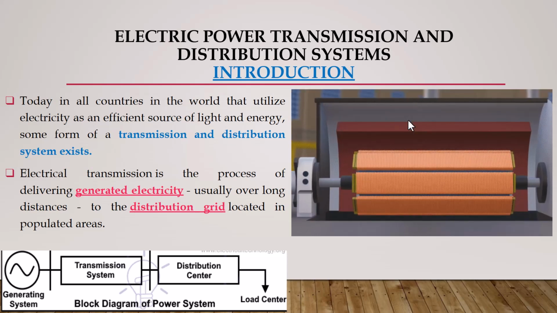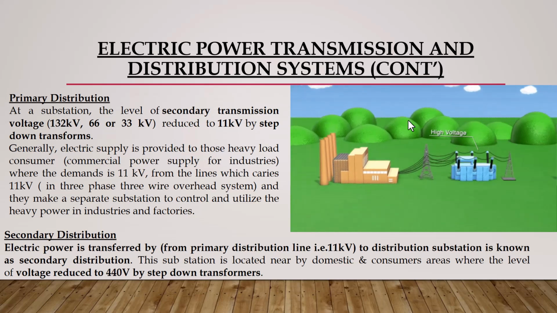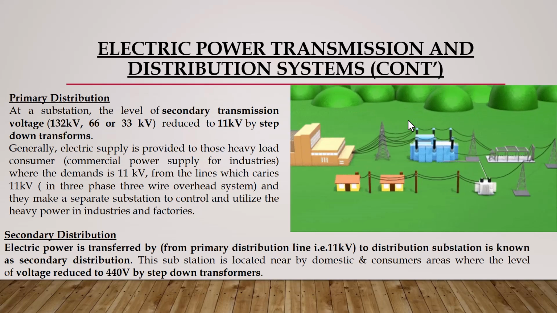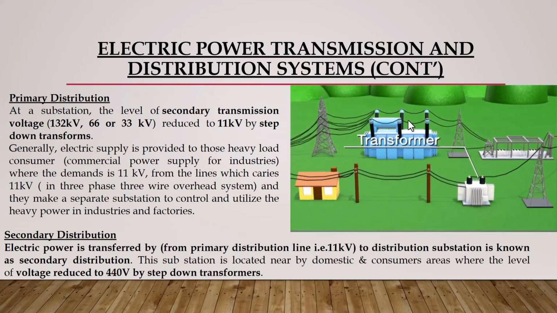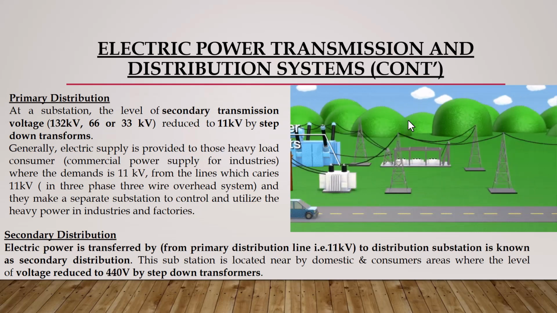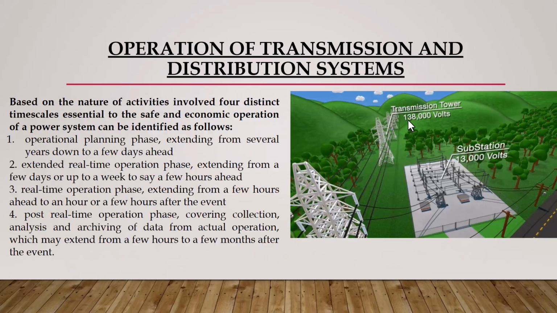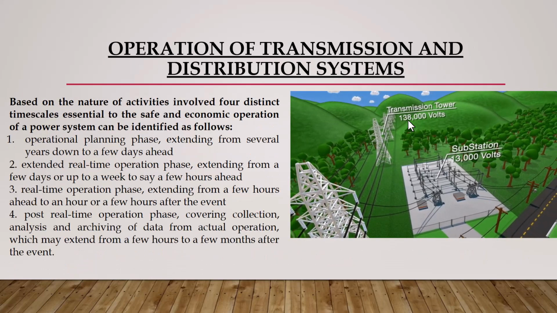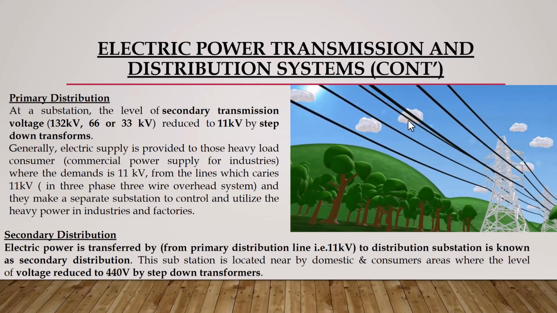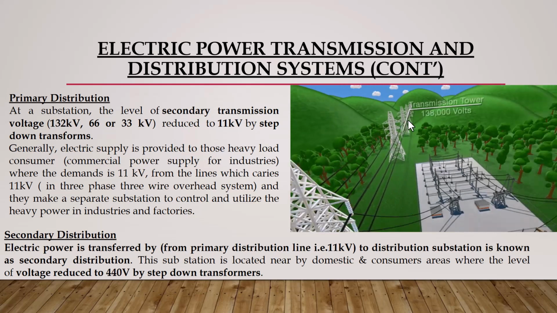The operation of transmission and distribution system in a power grid isn't just about flipping a switch and keeping the lights on. It involves a complex sequence of planning, monitoring, decision-making, and post-analysis that unfolds across different time scales. These time scales reflect how far in advance we are looking and what type of operational decisions are being made.